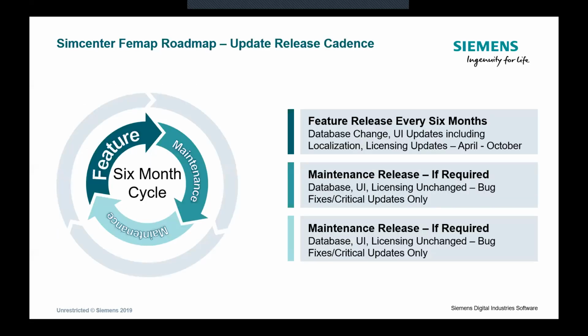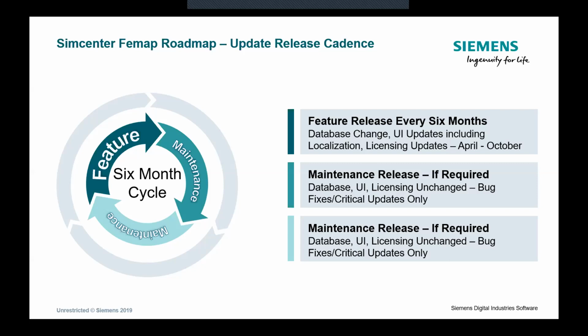Just so everybody knows, since the release of version 12, we moved to a 6-month release cycle. So essentially what you're going to be seeing from us now is a full feature release every 6 months. It says April, October. Think of it more as fall and spring. That's typically when these releases are going to come out.